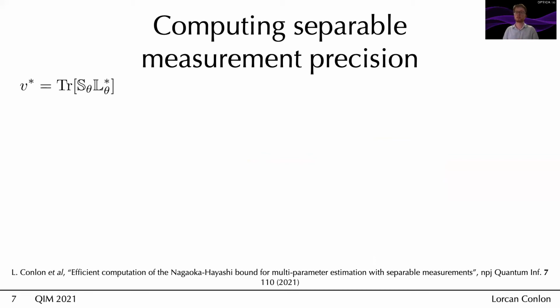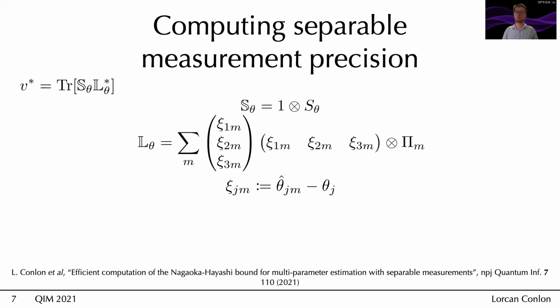Without going into too much detail, we write the variance from the optimal POVM and estimator as V star. This is the best possible measurement precision when restricted to separable measurements. We write V star in terms of S theta and L star theta. S theta is an extension of the quantum density matrix of the probe state in an extended classical-quantum Hilbert space. And L theta is a set of operators on the same extended Hilbert space made up of the tensor product of the classical matrix of error elements with the different POVMs.